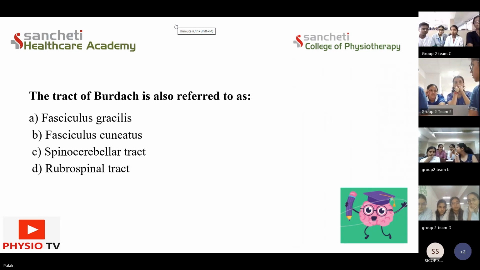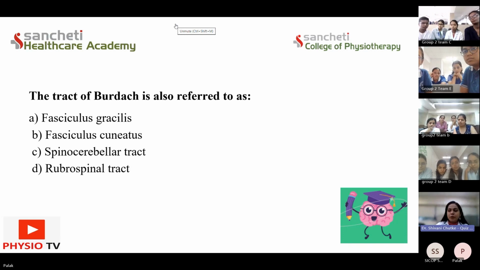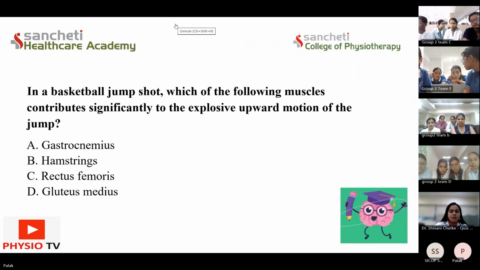So moving to the second set. So again, we'll be going to team B, requesting team B to kindly unmute yourself. Your question is, in a basketball jump shot, which of the following muscles contributes significantly to the explosive upward motion of the jump? Your options are gastrocnemius, hamstrings, rectus femoris, and gluteus medius. Your time starts now. Option A, gastrocnemius. Right, you're absolutely right. That has fetched you 10 marks.